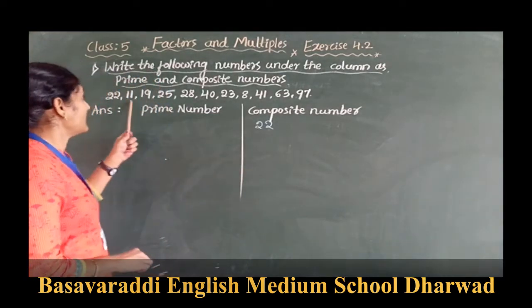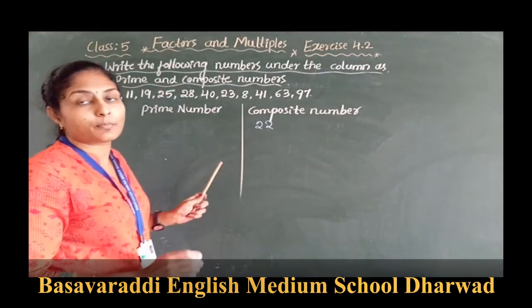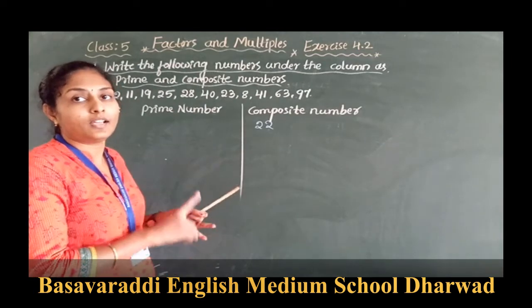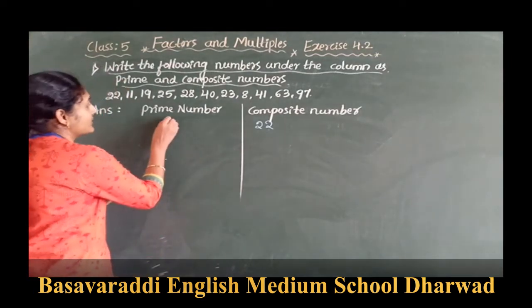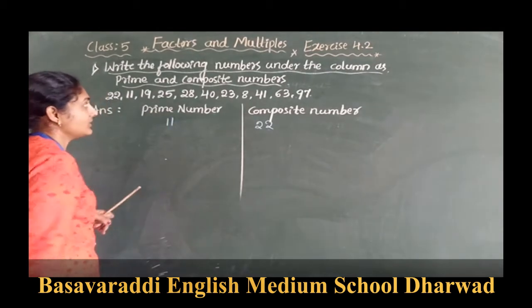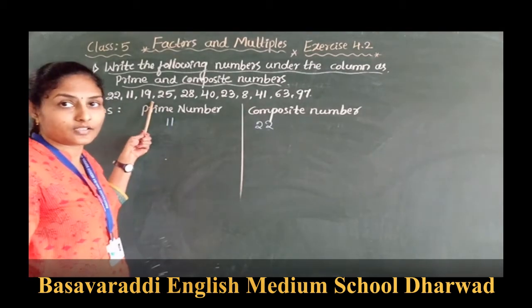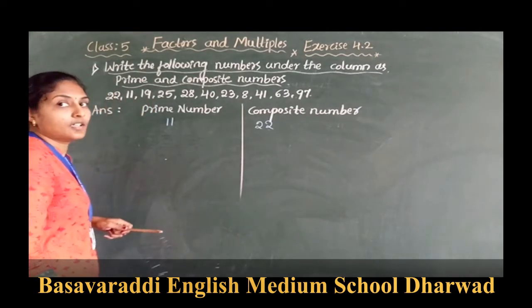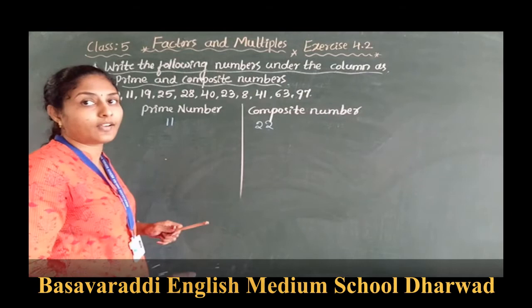Next one, 11. 11 is a prime number. Why? Because it has only two factors, 1 and itself, that is 1 and 11. Then 19 is also a prime number. Why? Because it also has two factors, 1 and 19.